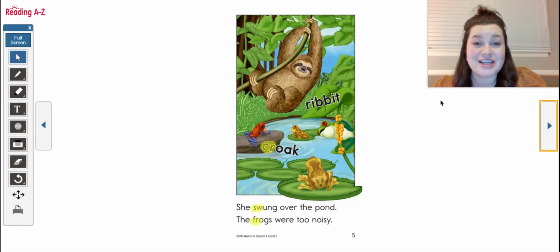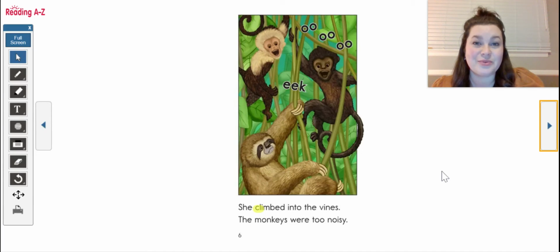Sloth still can't find a place to sleep, so I predict she's going to look for another place to sleep. Let's find out if our prediction is true. Read with me. She climbed into the vines. The monkeys were too noisy. Look, they're saying, eek, ooh, ooh, ooh. So what I'm noticing is that I predicted she was trying to find a place to sleep, but every place she goes is what? Too noisy.